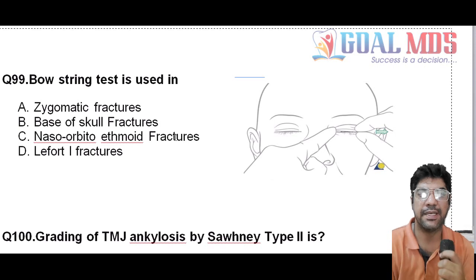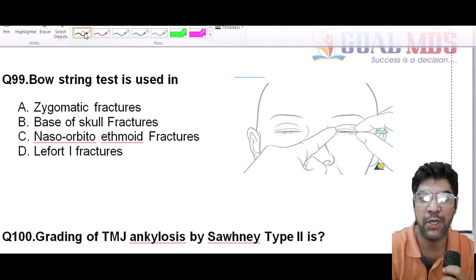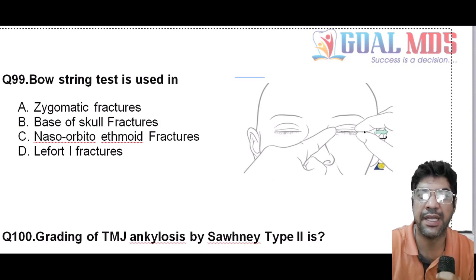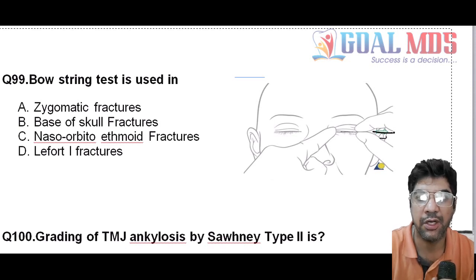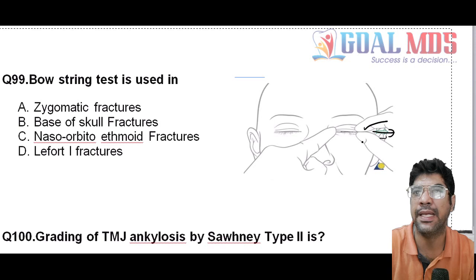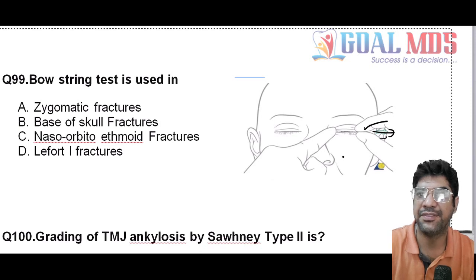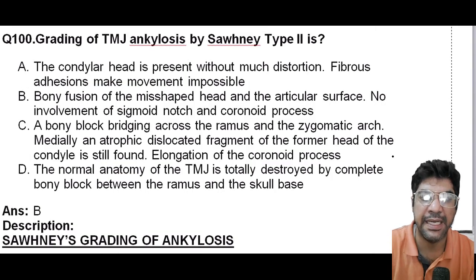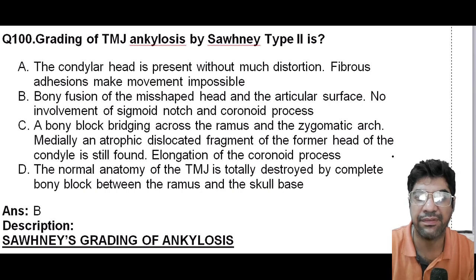The next question: the bowstring test is used in naso-orbitoethmoid fracture. The bowstring test is used in case of naso-orbitoethmoid fracture to assess the integrity of attachment of the medial canthal ligament. The test involves pushing the lateral canthus of the eye outward. If the medial canthus, which is normally triangular, has become round, it indicates that the medial canthal ligament is detached. That suggests the presence of naso-ethmoidal fracture.